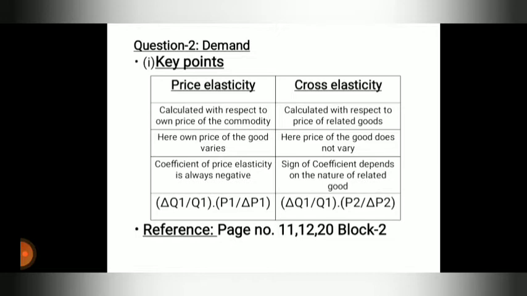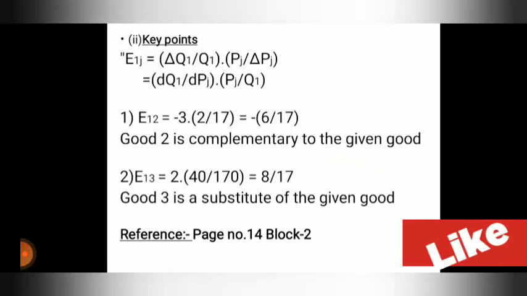However, in the case of cross elasticity, the sign depends on the nature of the related good. If it is a substitute good, the coefficient will be positive. If it is a complementary good, the coefficient will be negative. Then we are coming to the final formula. For price elasticity, it will be delta Q1 by Q1 into P1 by delta P1. However, in cross elasticity, it will be delta Q1 by Q1 but into P2 by delta P2. So for more, you can refer to page number 11, 12 and 20 of block 2 of study material.